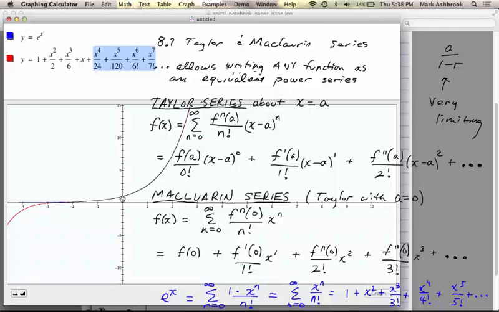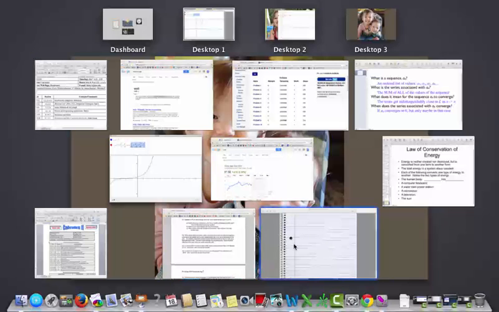All right, so let's do something more interesting. Let's do sine of 3x. So let's do the Maclaurin series for sine of 3x. More interesting algebraically.